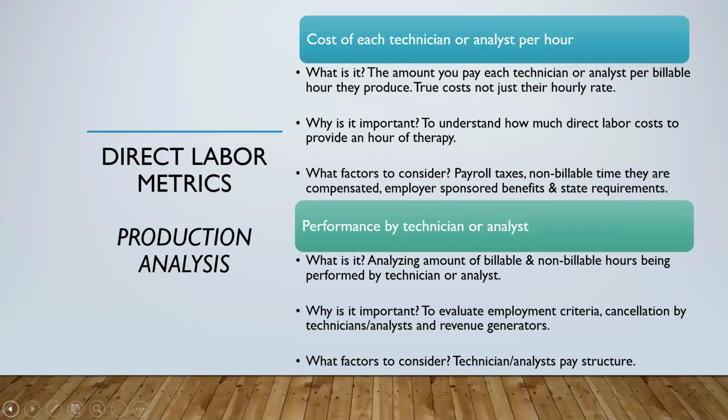So the next set of metrics we're going to look at are direct labor metrics. And these are very important because the largest expense of ABA companies is direct labor, the cost of your therapists and your analysts. So it's important to have metrics to analyze and to identify any particular issues. So the first one I like to look at is cost of each technician or analyst per hour.